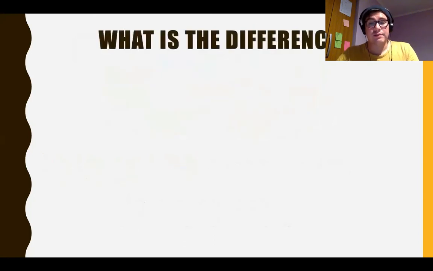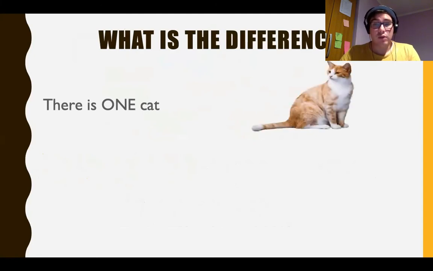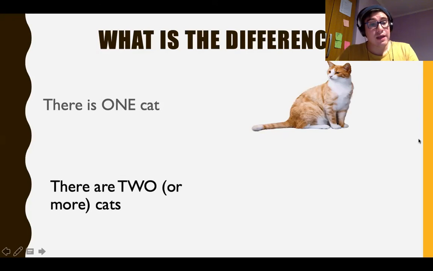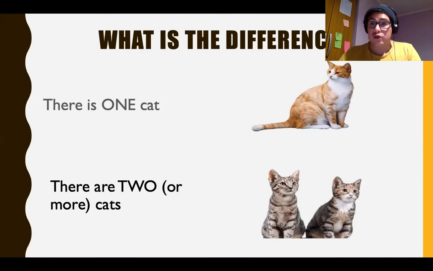So what is the difference? If we're talking about one element, for example, one cat, we can say there is one cat. We use there is for singulars. On the other hand, we can say there are 2 or more cats. When we talk about 2 or more elements, we use there are with the plurals. So singulars, there is; plurals, there are.